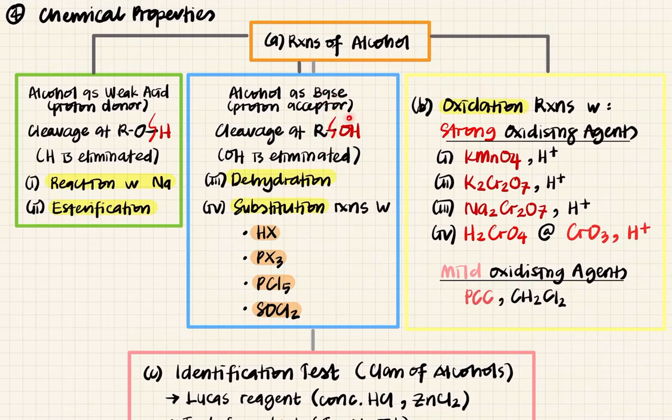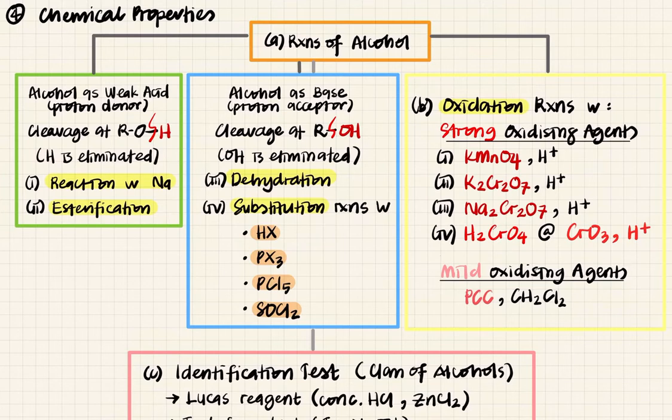So in here you will eliminate your OH. It is the process of dehydration. Obviously you will remove OH with H, remove water, or substitution reaction with haloalkane HX, acid, PX3, where your X is Cl or Br, or PCl5 or SOCl2. This is simple. The difference is what byproducts you will form.